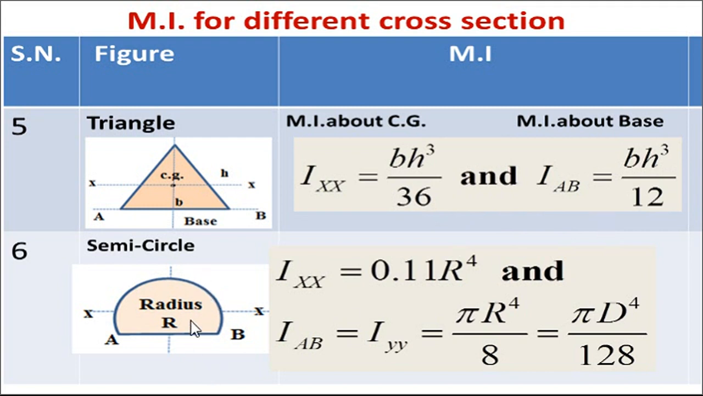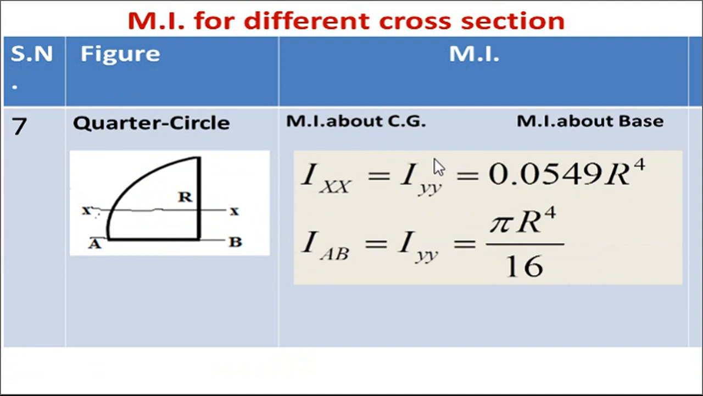For a semicircle, semicircle means half of the circle. The moment of inertia about the x axis, that is about the centroid, is 0.11 r to the 4. In some books this formula is given as pi by 128 r to the 4 or 0.11 r to the 4. And about the base, it will be pi r to the 4 by 8, that is pi by 128 d to the 4. Pi by 128 d raised to 4 is for MI about the base, not for the x axis. So you should know all these equations.